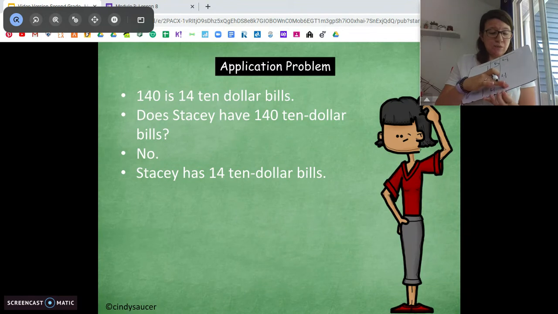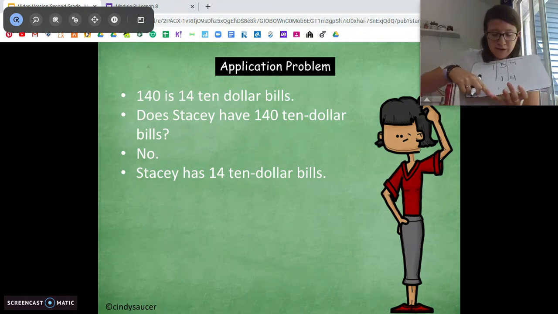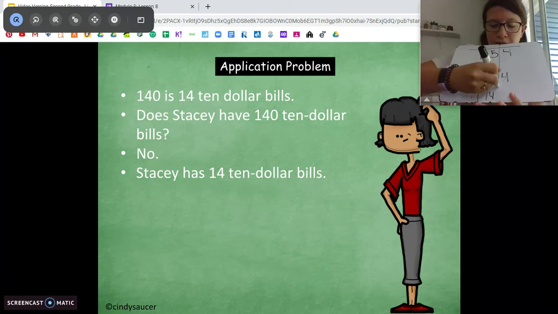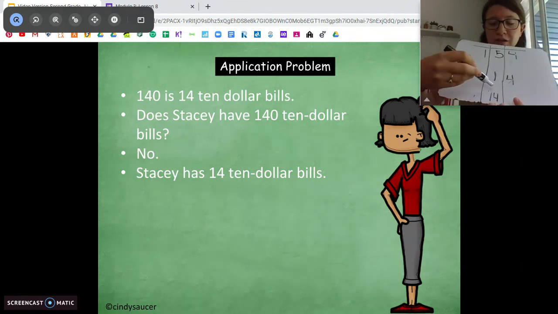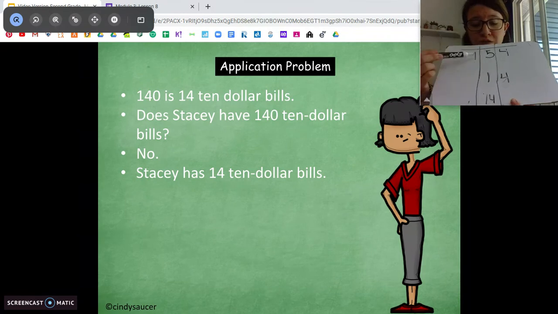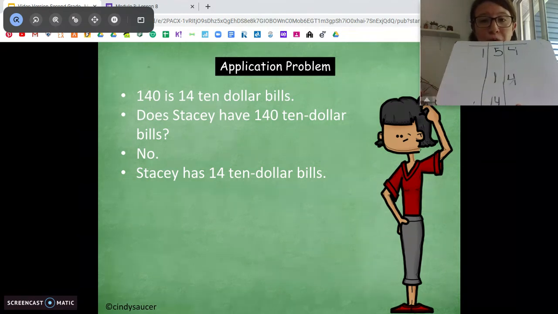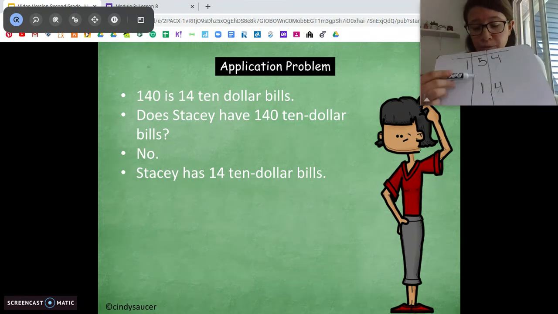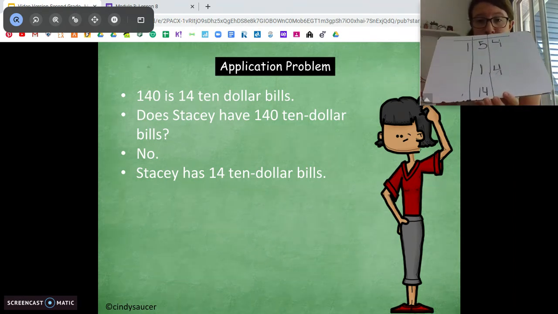Just 14. So I'm going to take the 0 off. We can put the 14 in our tens category, in our tens place here. Because we know that 14 tens is $140. So she does not have 140 $10 bills. That would be thousands of dollars. She has 14 $10 bills.